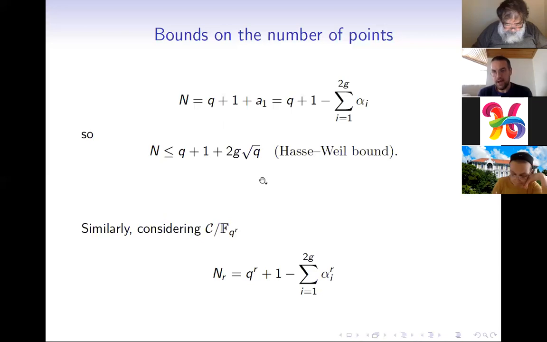And this is the Hasse-Weil bound, a direct consequence of the Hasse-Weil theorem, and it is still one of the best bounds we have for the number of rational points. Similarly, you can generalize this for the number of F_{q^r} rational points. Here, the q plus 1 will be replaced by q^r plus 1, and the Frobenius eigenvalues will be replaced by their r-th powers. But you see that already knowing all the Frobenius eigenvalues, you know all the number of rational points over all possible extension fields.